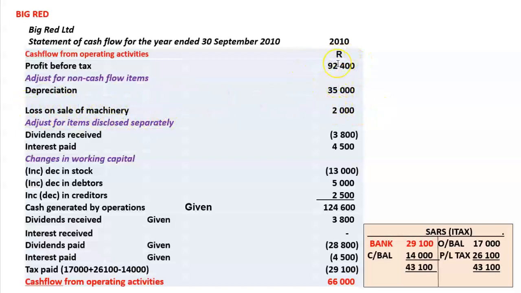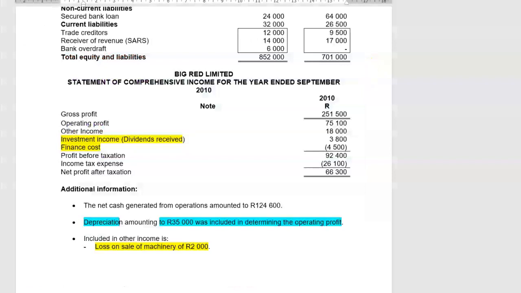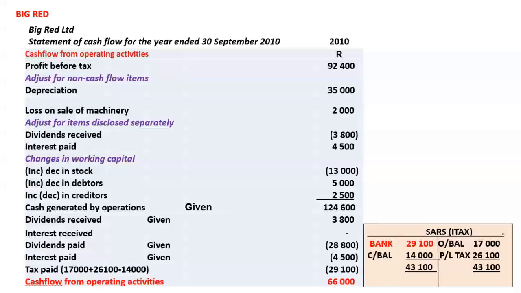If I want to eliminate that, I have to increase my profit before tax again. Then we are going to adjust it for separately disclosable items. Now, there we had dividends received. That's a separately disclosable item. And finance cost is also a separately disclosable item. Dividends received increased my profit before tax, so therefore I'm going to take it out. Interest paid decreased my profit before tax, so if I want to eliminate that, I have to add it back.